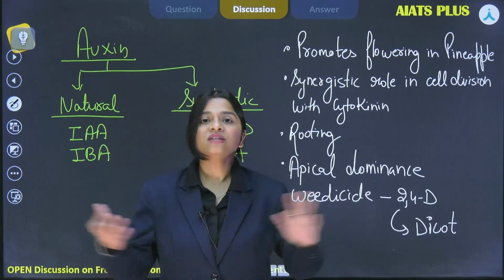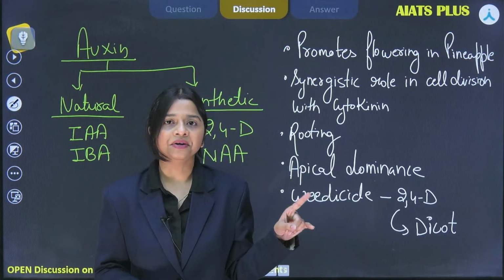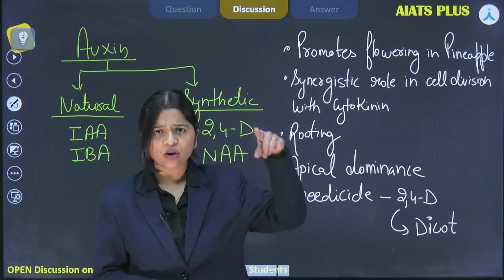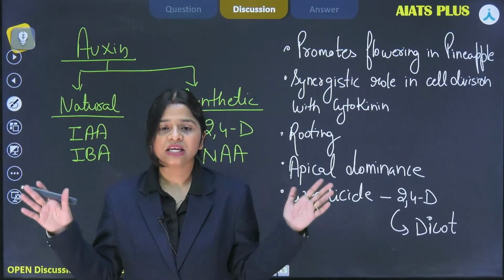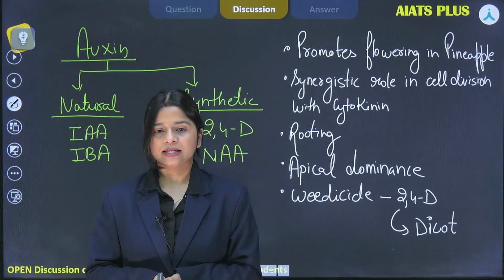And the lawns are made up of grasses. Grasses are monocots, so their growth is not hindered. They are simply growing, simply flourishing. But we do not want the dicot weeds in between, so we simply apply auxin and prepare the weed-free lawns. Clear with this? All right.